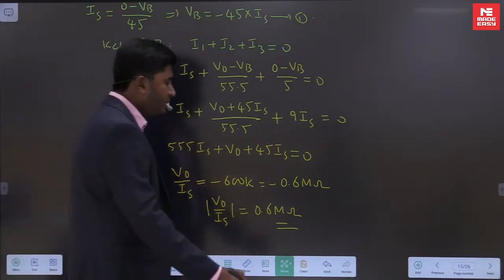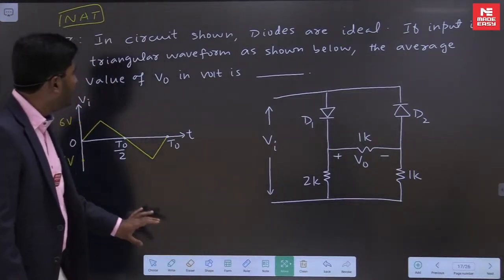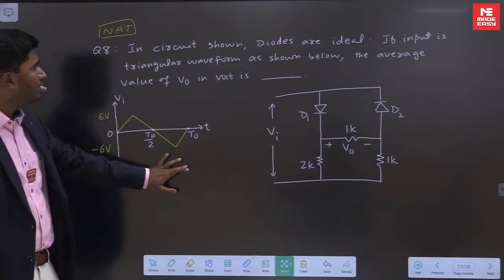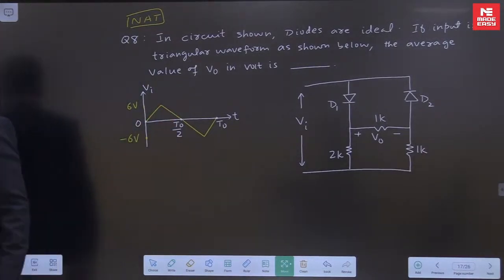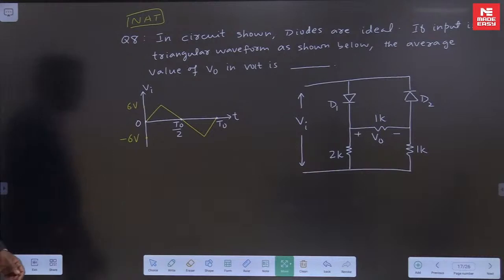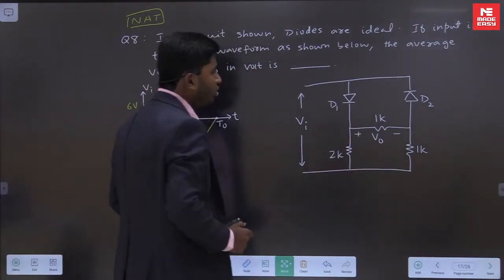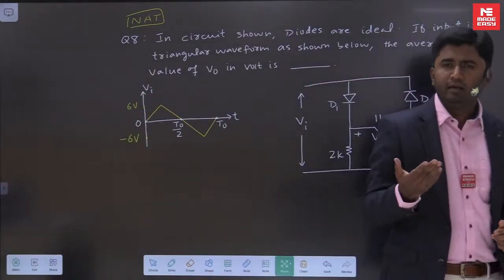Let's move ahead to the next question. It's again a numerical answer type question based on a diode circuit. Please read the question and try to get the answer. In the circuit shown, diodes are ideal, and the input is a triangular waveform as shown below. Then we have to calculate the average value of V0 in volt. The input is given as a triangular waveform.